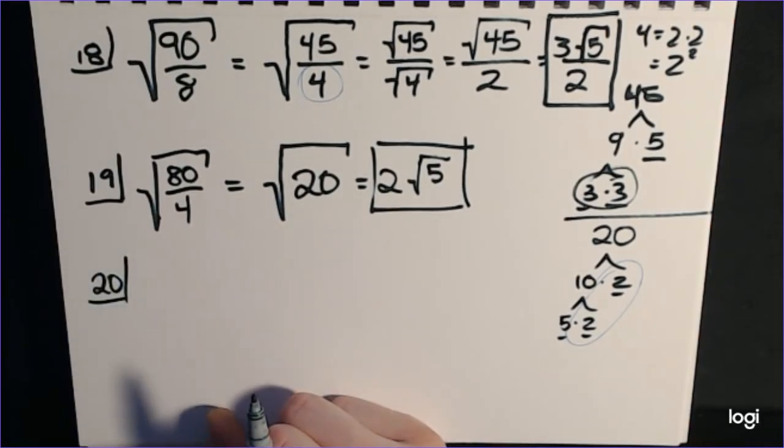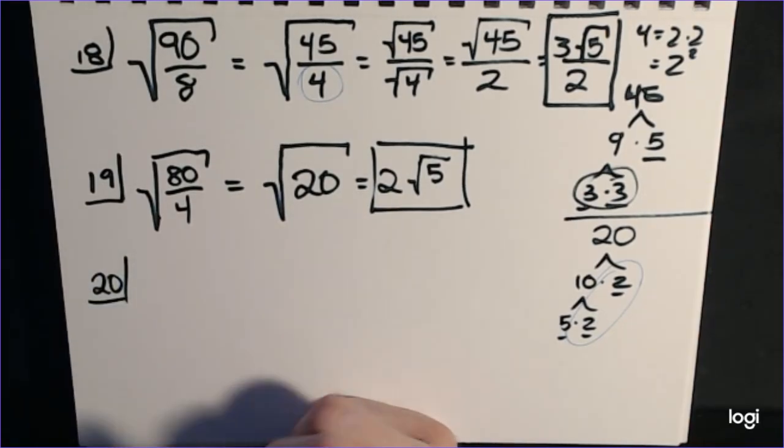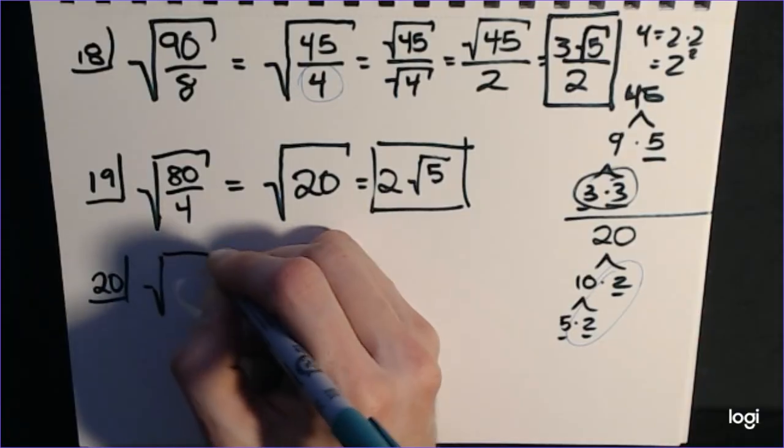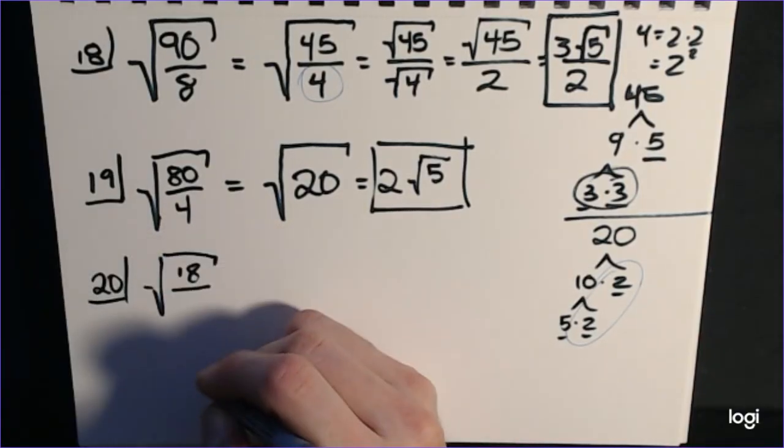Okay. Number 20. We have the square root of 18 over 30.